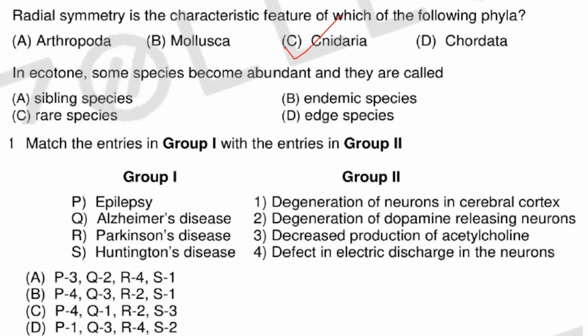So what remains? Edge species. Some species become abundant and they are called edge species. Answer is option D.